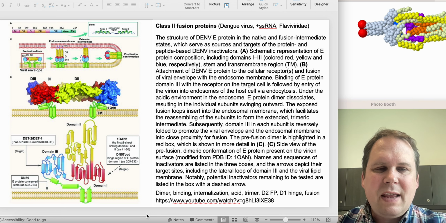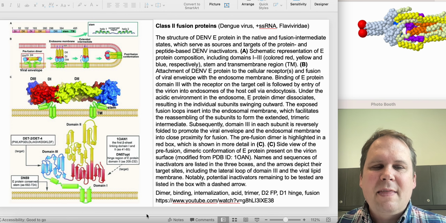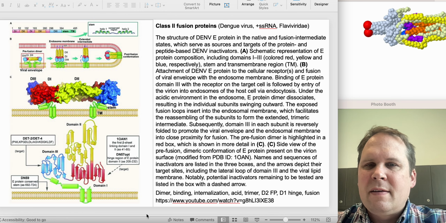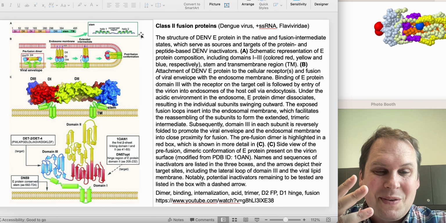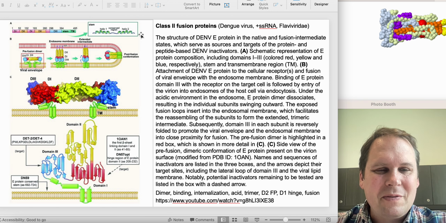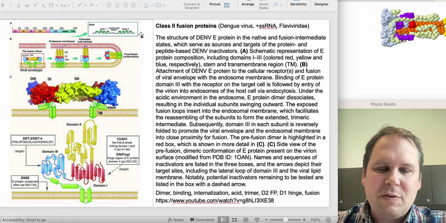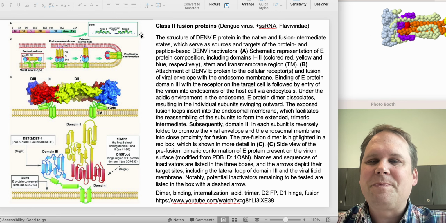The classes are named because multiple different viruses of different types seem to be using the same general mechanism. So let's talk about class 2 and class 3 viral fusion proteins. This will be helpful if you're doing the compare and contrast mechanisms of entry question.